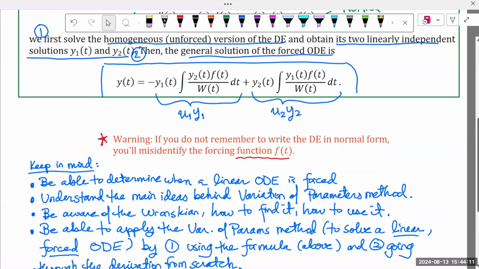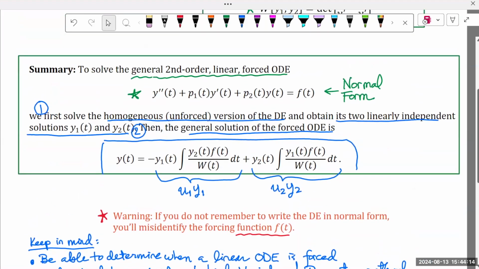Okay, that is how we use variation of parameters to solve a second order forced ordinary differential equation.